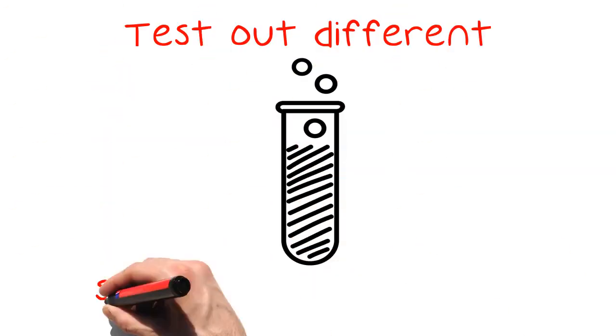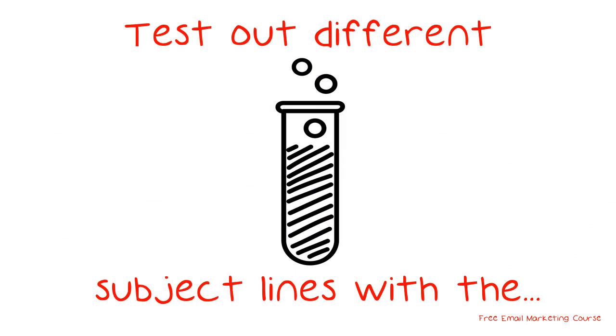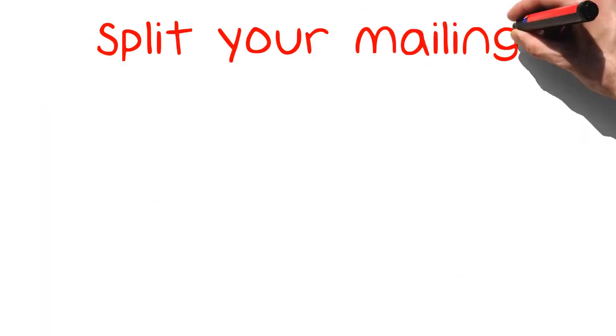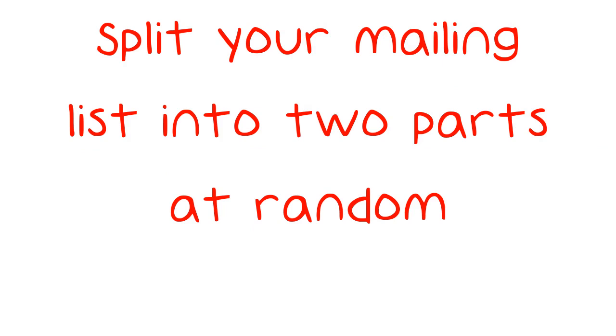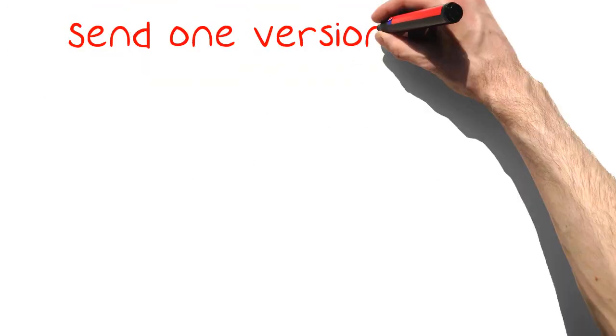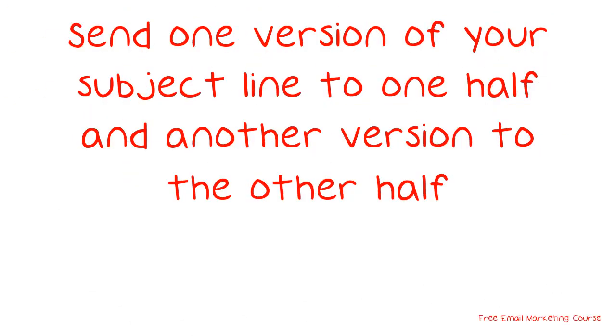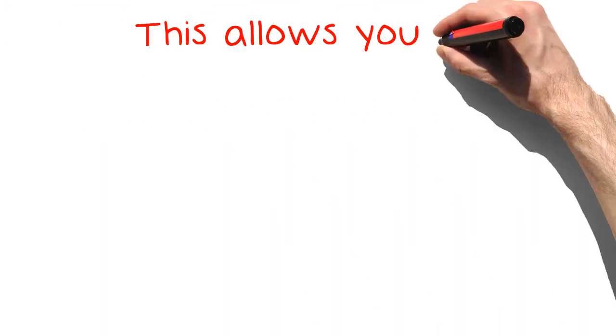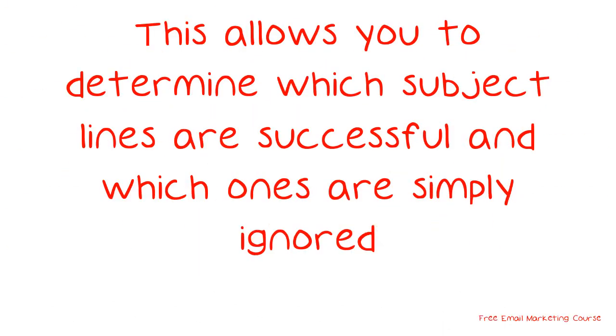Test out different subject lines with the A/B testing method. Split your mailing list into two parts at random. Send one version of your subject line to one half and another version to the other half. This allows you to determine which subject lines are successful and which ones are simply ignored.